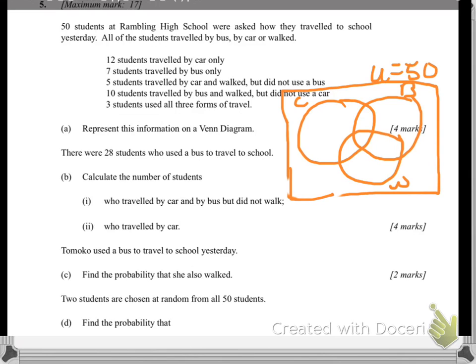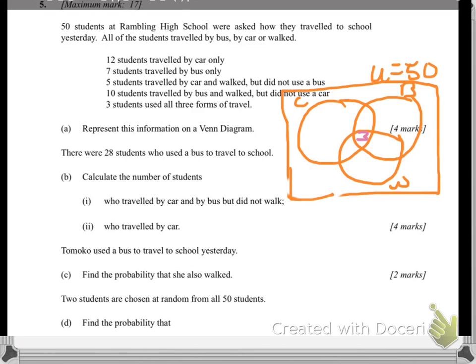Okay, so I'm going to get another color to do the inside. And so I try to start with what they all have in common. So 3 students use all 3 methods. So that was 3. Now I'm going to go up, and it says 10 students traveled by bus and walked, but did not use a car.